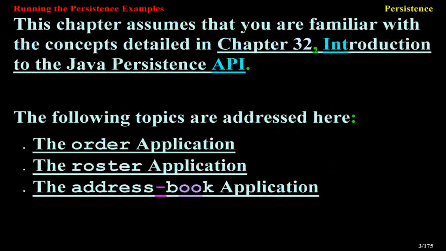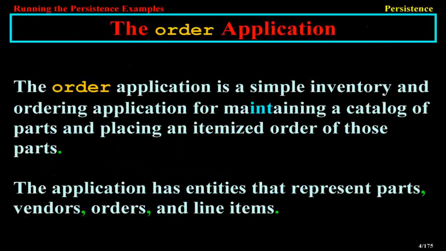This chapter assumes that you are familiar with the concepts detailed in Chapter 32, Introduction to the Java Persistence API. The following topics are addressed here: the order application, the roster application, the address book application.